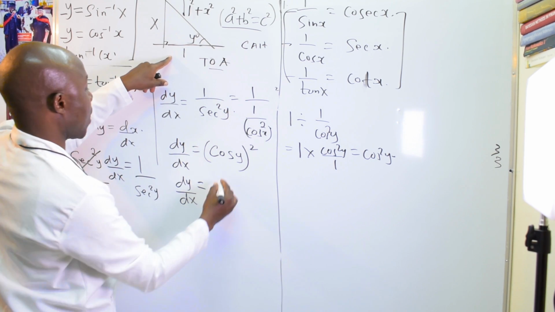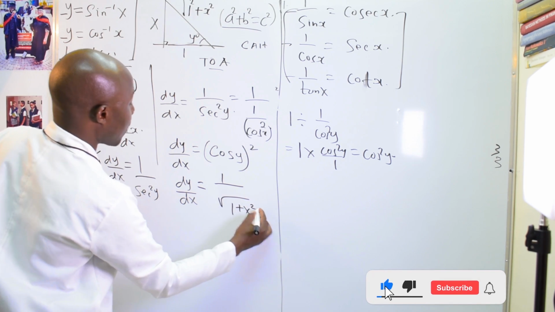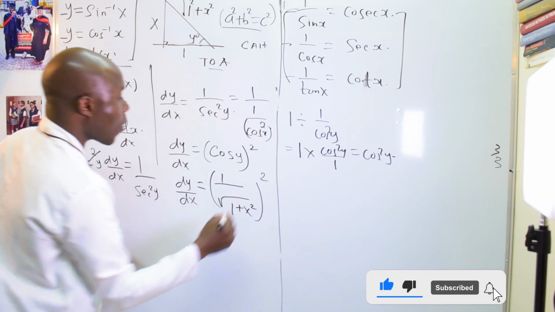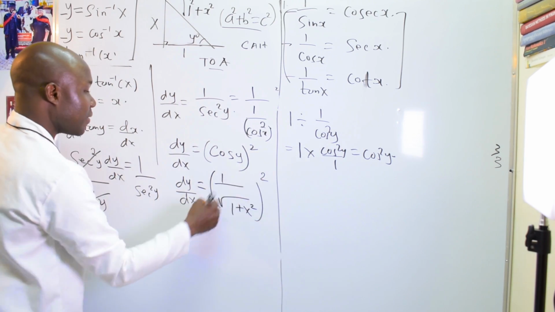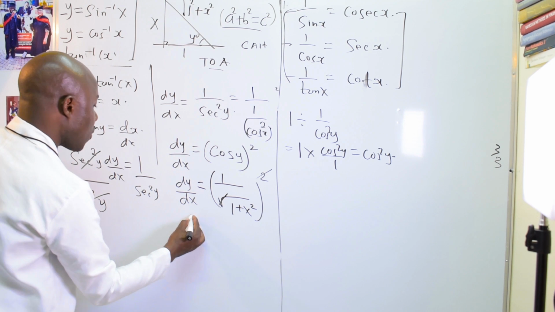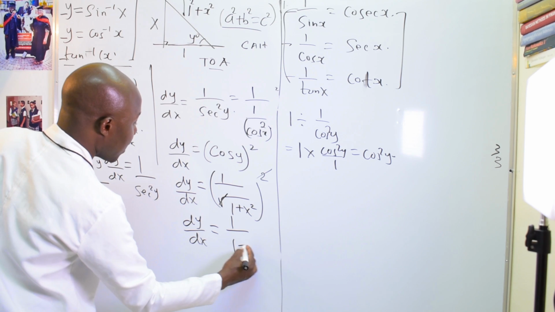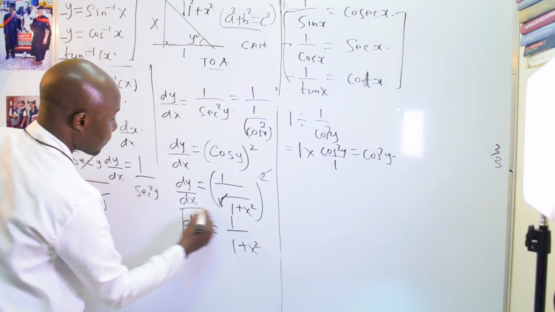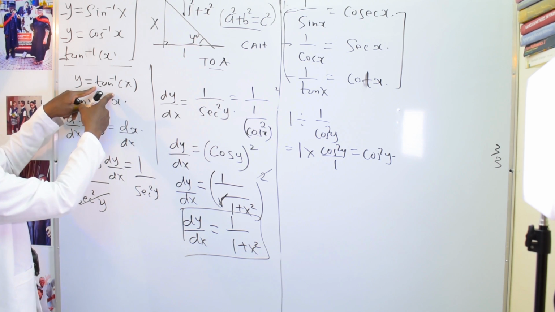My adjacent is 1, and my hypotenuse is square root of 1 plus x squared. Remember, we are squaring everything from this trigonometric identity. When you square the square root, it cancels. So your dy by dx becomes 1 over 1 plus x squared. So it means my y was definitely the tan inverse of x.